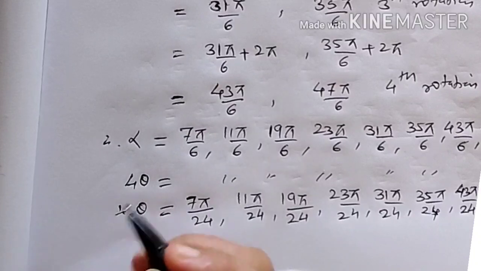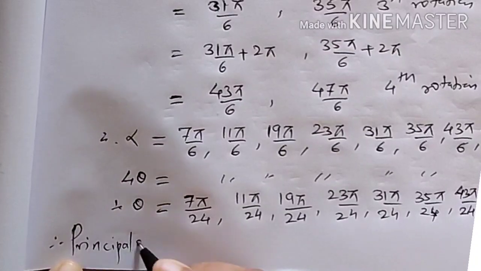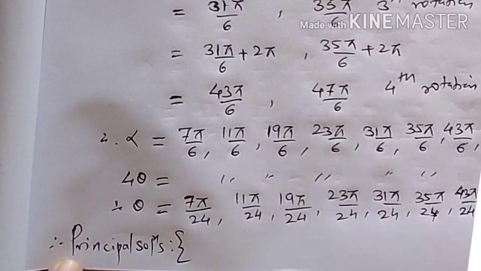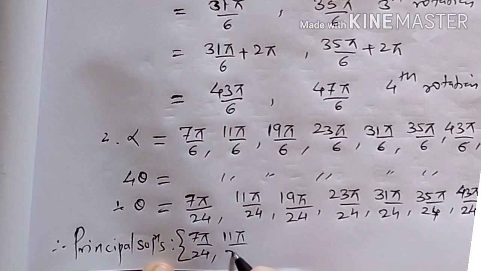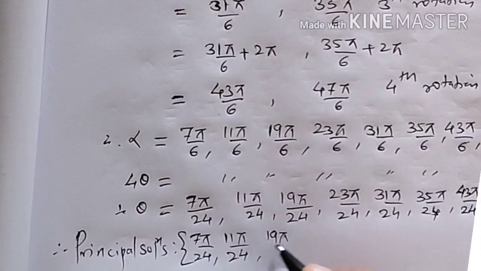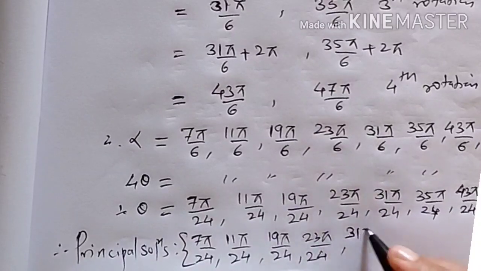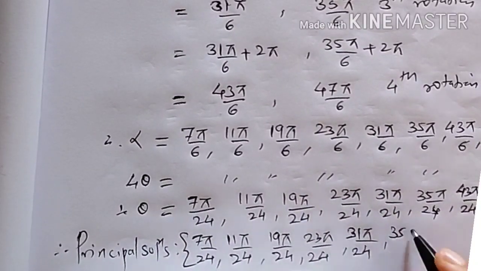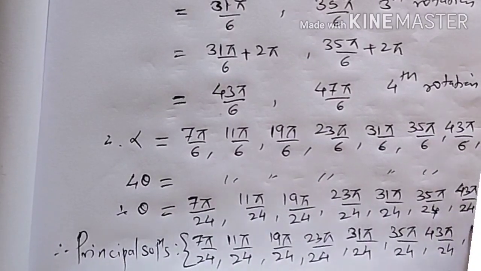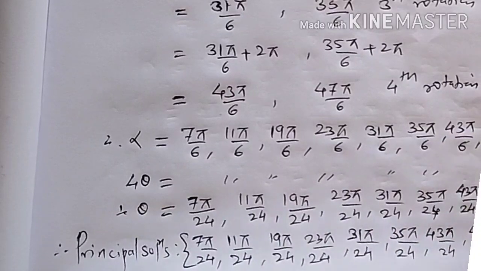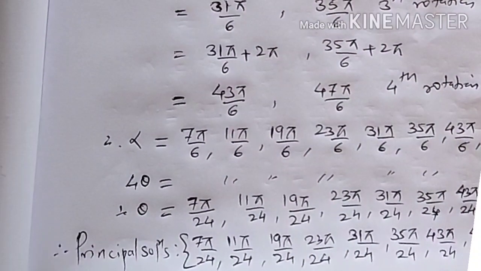So, principal solutions are all these values: 7 pi by 24, 11 pi by 24, 19 pi by 24, 23 pi by 24, 31 pi by 24, 35 pi by 24, 43 pi by 24, 47 pi by 24. All these are the possible solutions for the given equation, that is cosec 4 theta is equal to minus 2.